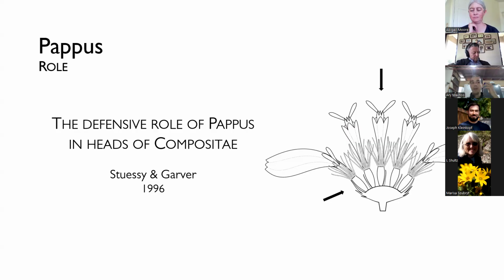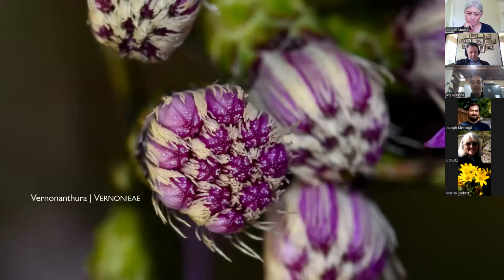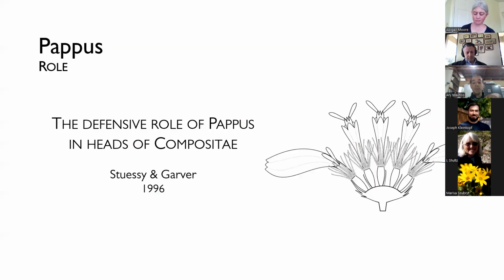So when we take that into perspective and look back at this plant I was showing you here, we can see how it makes sense. The pappus is completely filling in those gaps between florets and really creating a physical barrier that small insects would find difficult to overcome. And Tracy and Garver also point out that many of the pappus elements have these projections that point towards the top.